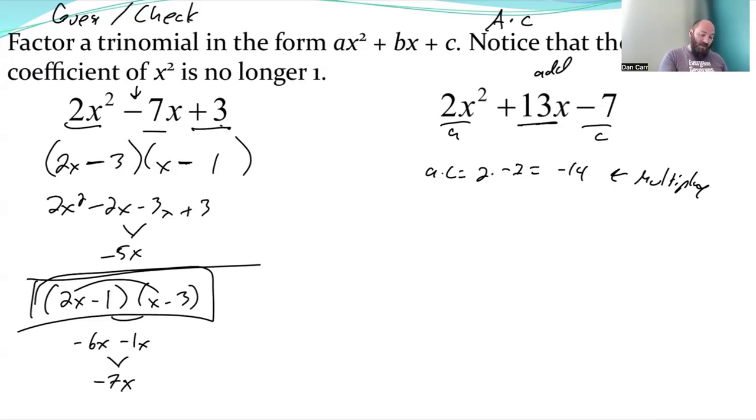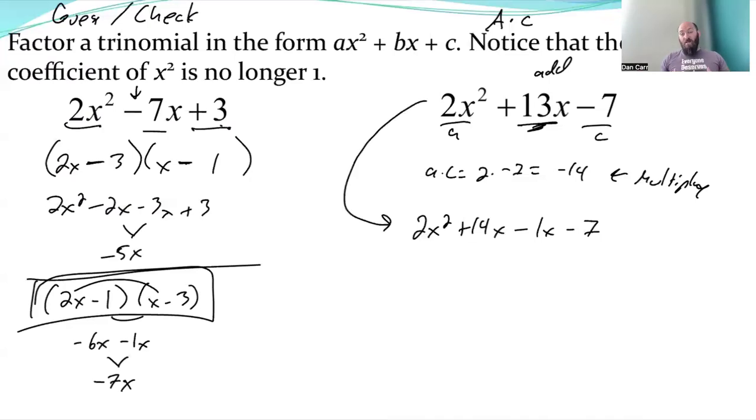So what that means is I can take my 13 and I can split it up into two numbers. I'm going to do 2x squared plus 14x minus 1x minus 7. These two things are equivalent. All I'm doing is taking the 13 and I'm splitting it up into two other numbers. Now we can do what's called factor by grouping. With two sets of 2 here, I'm going to look for my greatest common factor of both sets.